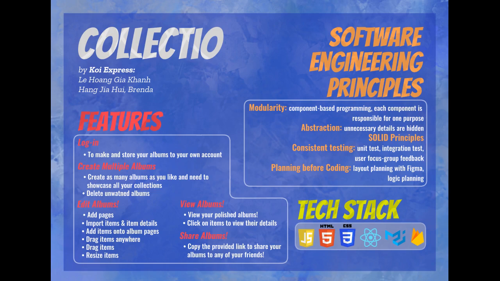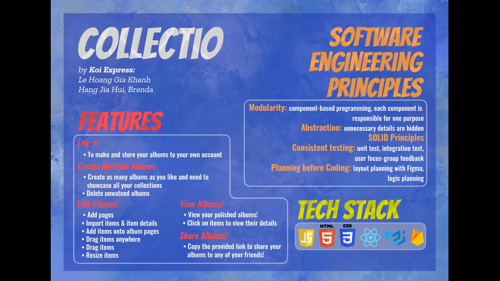Throughout the project, we tried to apply good software engineering principles. For instance, modularity, where we followed component-based programming, where each component is responsible for one purpose and is self-contained. This allows code reuse in a lot of multiple and flexible ways. And the abstraction principle, where unnecessary details are hidden. We also follow the SOLID principles that we learned before so that our application can run well and can be extendable in the future if we need to.